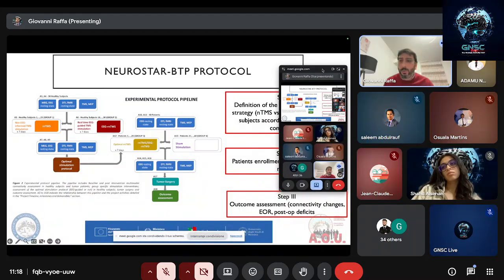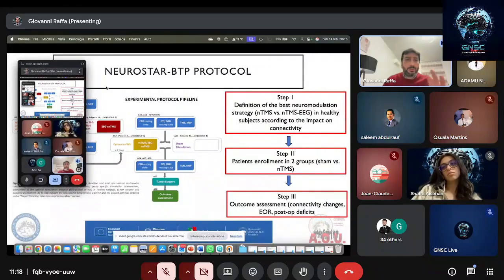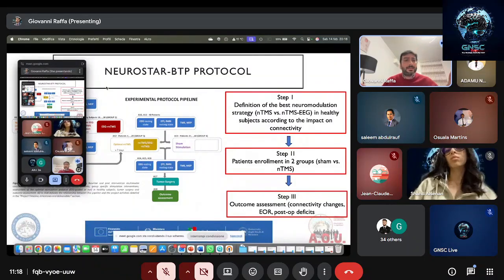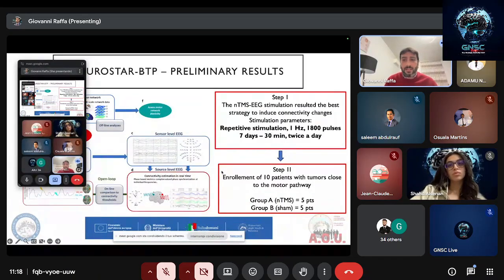This is the protocol of one of these 2 studies in which we compare 2 different NTMS strategies, one also based on EEG. We randomized our patients in 2 groups, one in which we performed the NTMS stimulation and the sham group in which we didn't perform any kind of stimulation. And then we assessed the connectivity changes, the EOR, and the post-operative deficits.